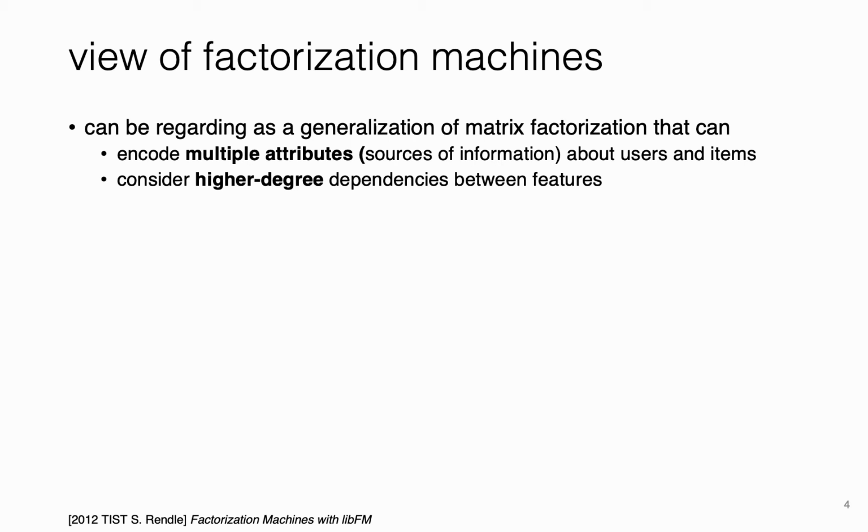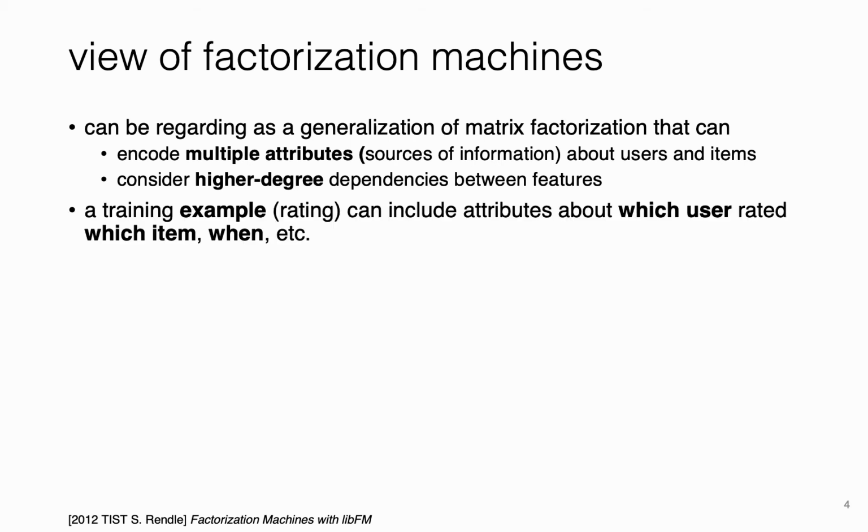To understand factorization machines, you need to think in terms of training examples and labels. In our case, a label is a rating of some item by some user. The training example contains information like the features that concern the rating. This information is the user ID, the item ID, as well as additional or side information about the user, item, or context of the rating.